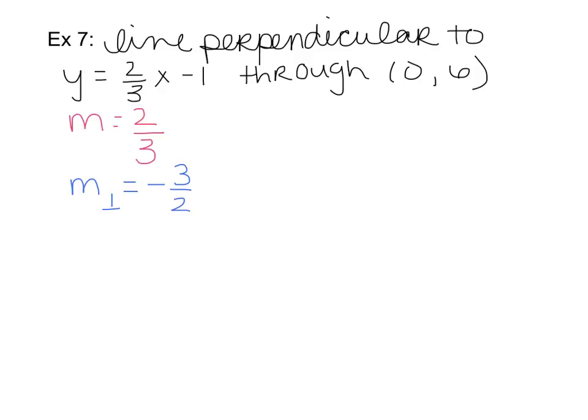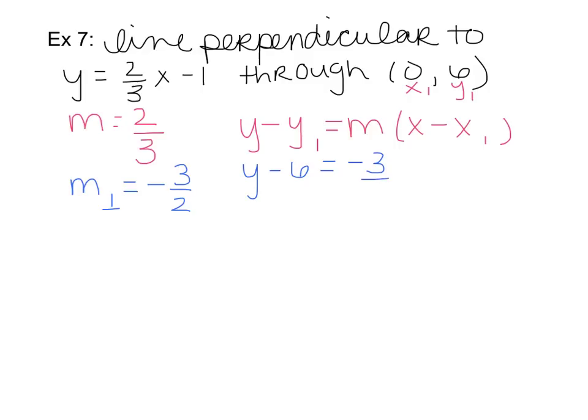So again, now I am given a slope, and I want it to go through this point. I am going to use my point-slope form, y minus y1 equals m times x minus x1. So with (0, 6), this is x1, this is y1. Let's plug them in, plus our new slope that we just found. So y minus 6 equals negative 3/2 times x minus 0. Let's go ahead and simplify that now. So y minus 6 equals, and then x minus 0 is the same thing as x, so negative 3/2 x.